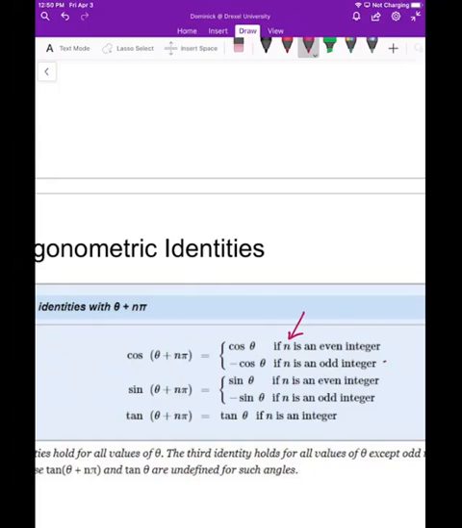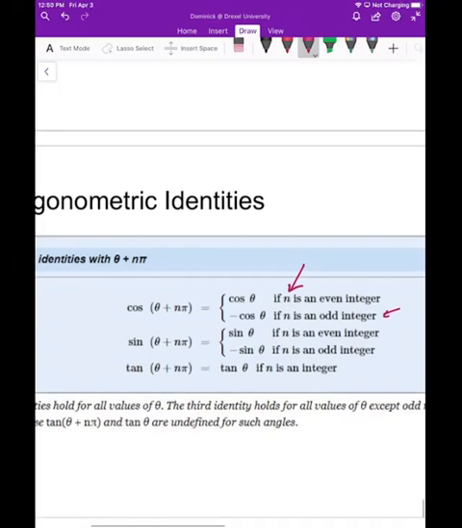If you add an odd integer, you're going a half rotation, because pi is a half rotation. 3 pi is a half rotation plus another full rotation. So the odd integers would produce the half rotation, so you're going to take the negative for sine and cosine, and a full rotation, you would just keep it the same.